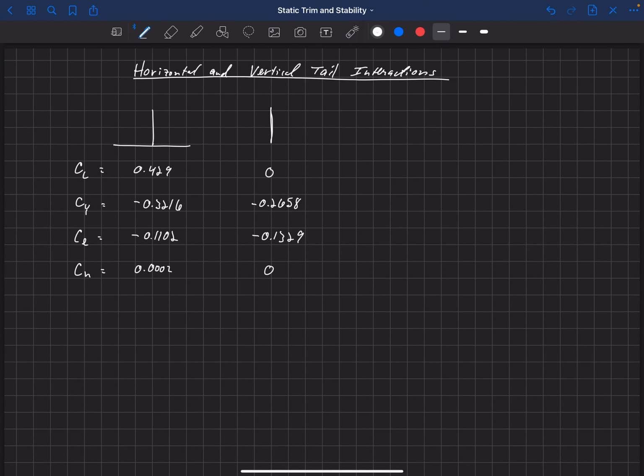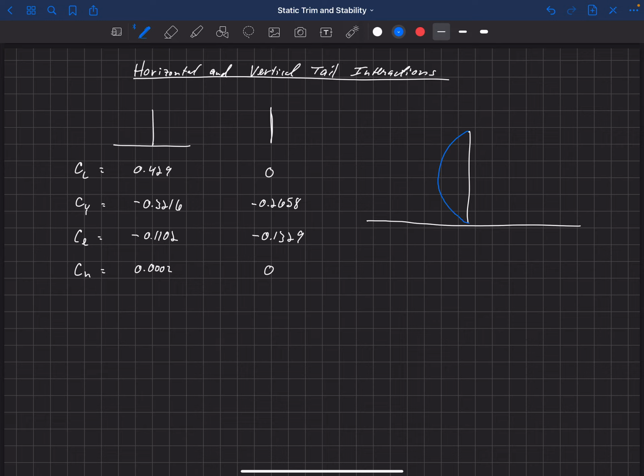What I've done is just copied down here the values for the lift, the side force, the rolling moment, and the yawing moment for each of these configurations. So this is the vertical with the horizontal, and then this is a vertical tail all by itself. So these are the values here. So let's talk about what is happening when we have some interaction between a horizontal and vertical tail here. If the horizontal tail was not there and we had some 5 degrees side slip angle, then we would get a lift distribution here on the vertical that looks something like this.